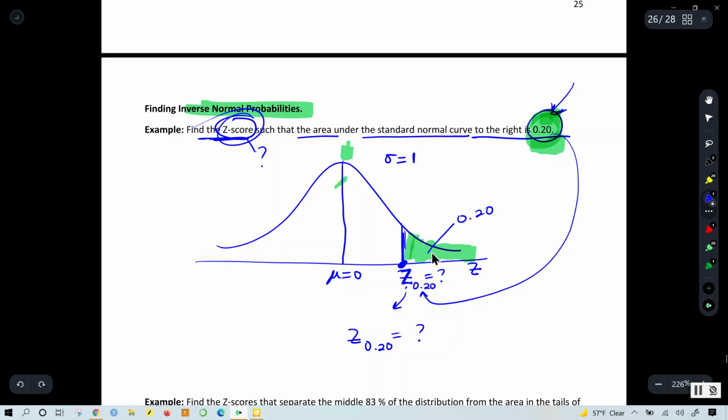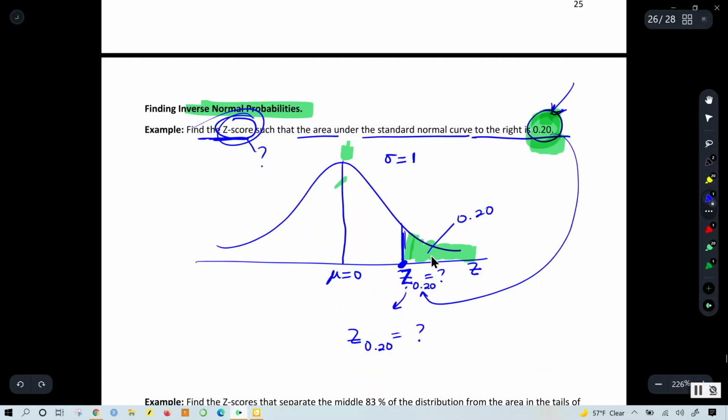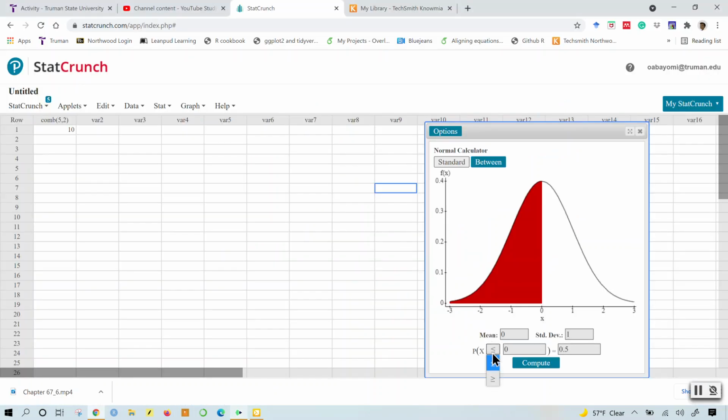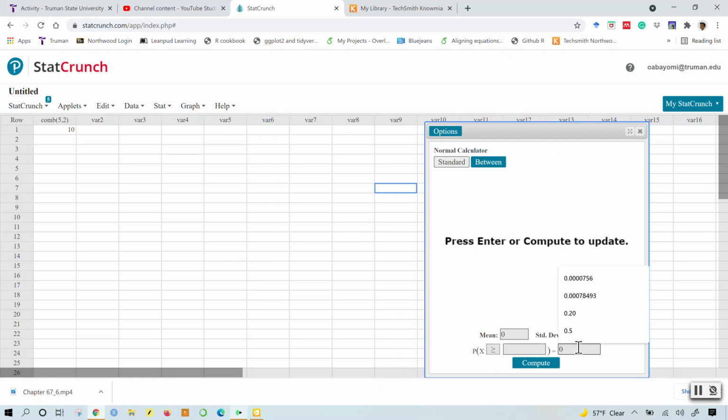So I am going to indicate that my mean is 0 and my standard deviation is 1 first. So mean is 0, standard deviation is 1. Then I want an area, in this case, to the right, which is greater than. So I'm going to set that up as greater than. And what is the size of that area that is greater than? It is 0.20. I will leave this value blank because that's what I want to find.